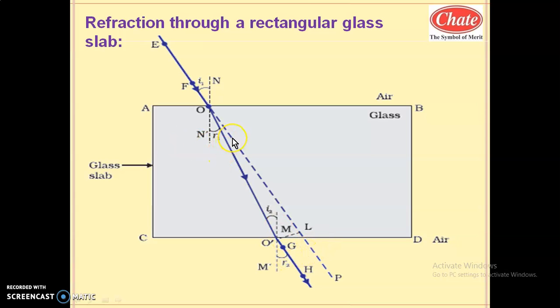So here is the refraction of light. Whenever light travels from one medium to another medium, its path changes. It will bend. So whenever light travels from air to glass, here glass is a denser medium and air is considered a rarer medium.